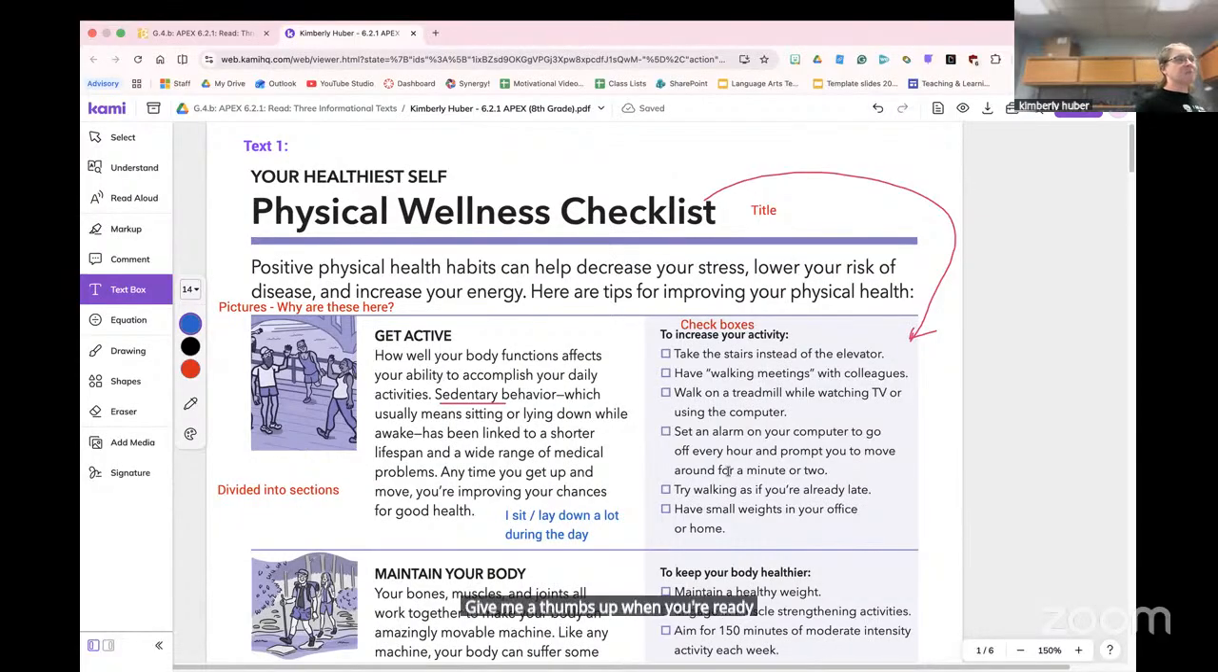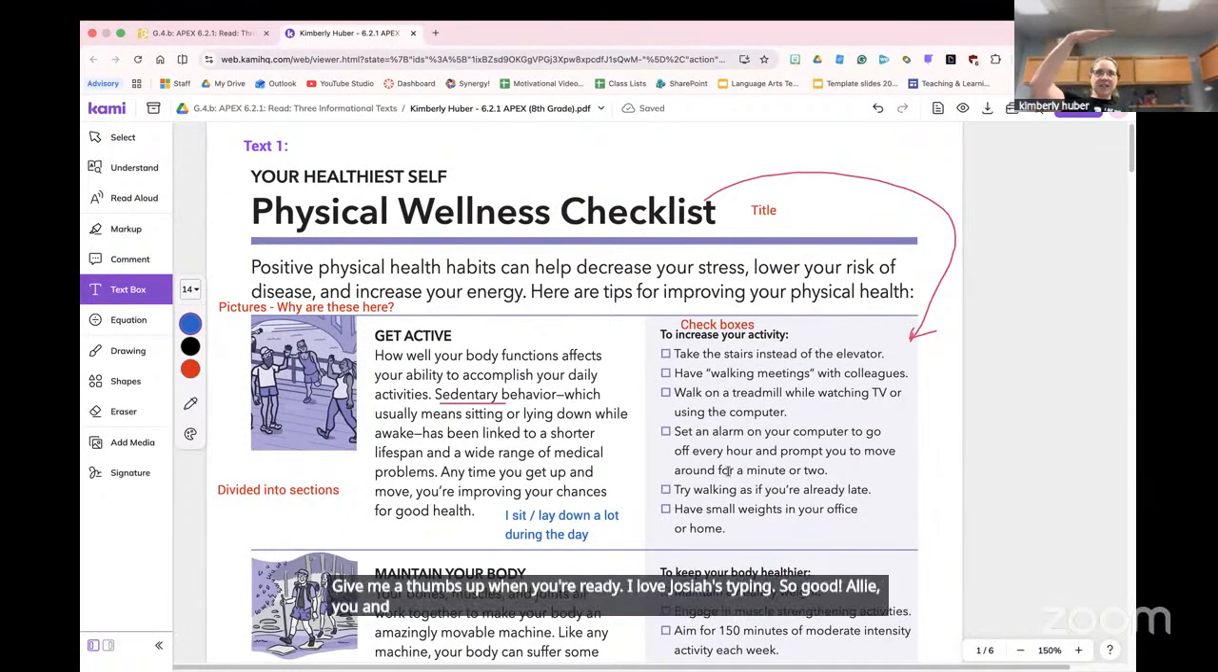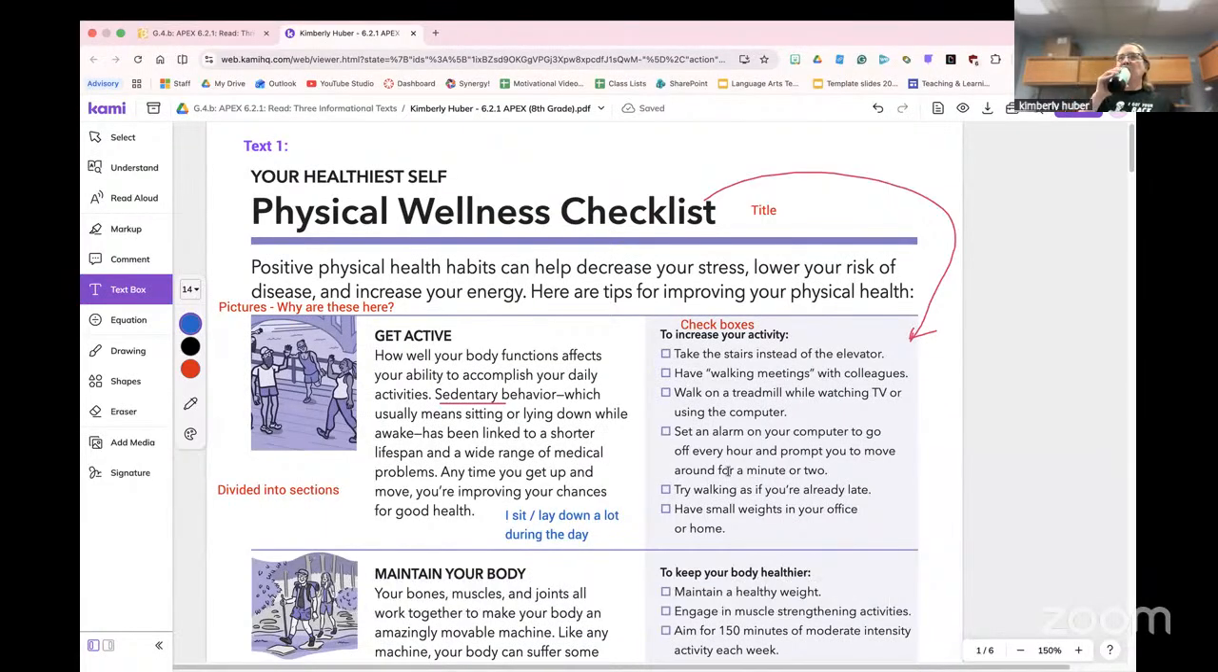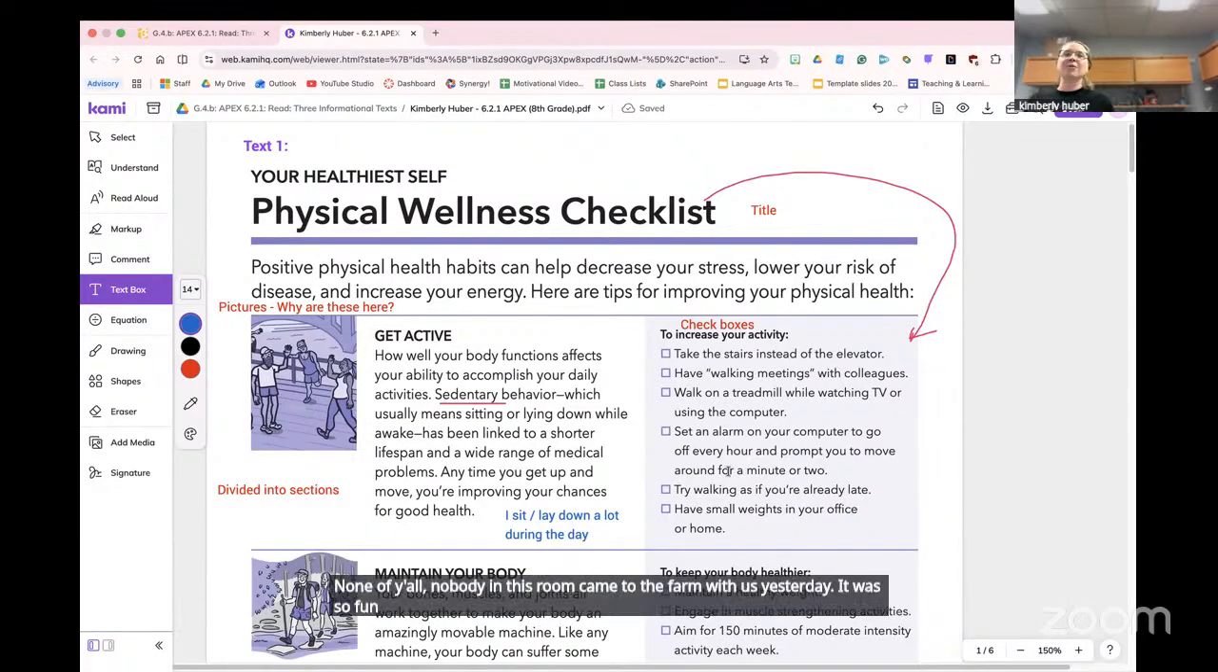I love Josiah's typing. So good. Allie, you and me. And we even like good music too. I'm like, okay. None of y'all, nobody in this room came to the farm with us yesterday. It was so fun. Zizi, you tower over us.